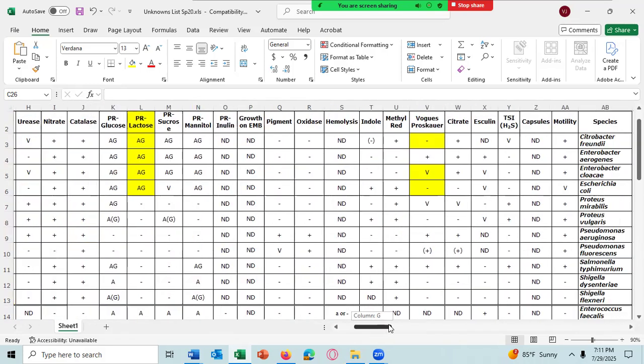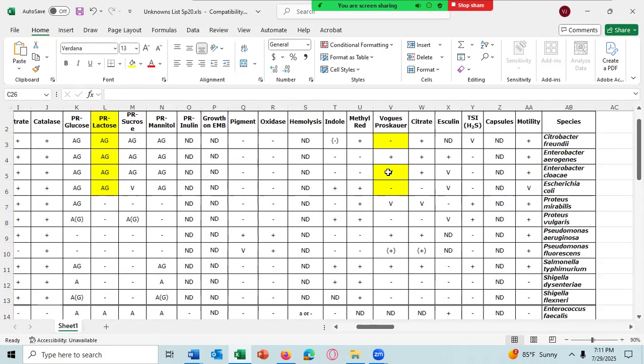So a variable you have to treat as both a negative and a positive. We do have some ND. ND stands for no data. That means this test is not normally run for these organisms. And if you have an ND result, then you must treat it as a variable. So obviously doing the capsule test on the gram negatives would be no good for you because you can't identify anything.